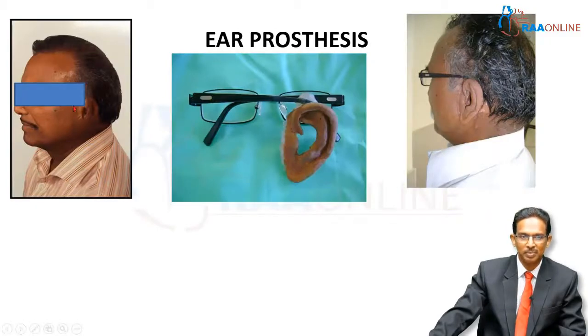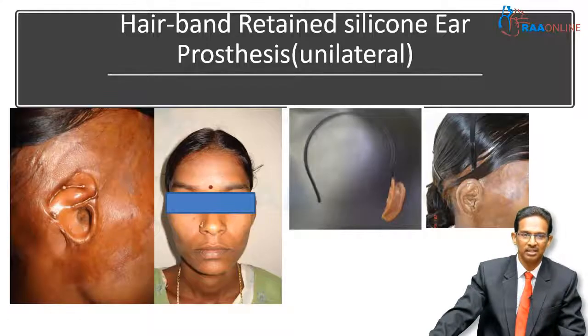Ear prosthesis, spectacle retained ear prosthesis. This is an example of a spectacle retained ear prosthesis for a patient who lost the ear because of trauma, a road traffic accident. For a patient who lost the ear because of a chemical injury, we fabricated a hair band retained prosthesis and gave it to the patient.